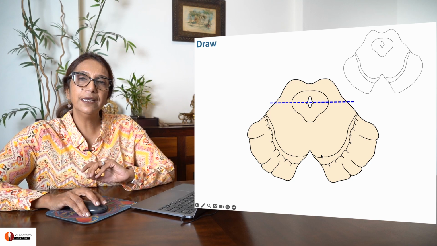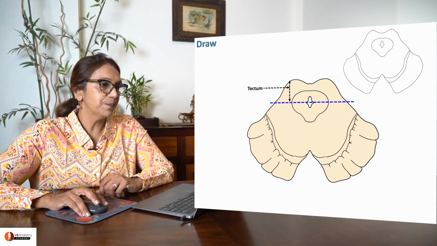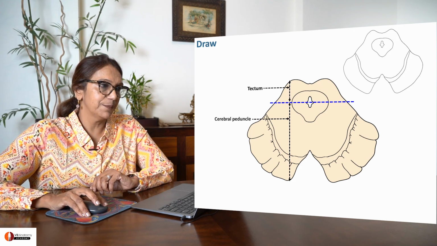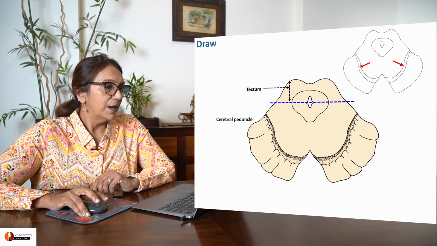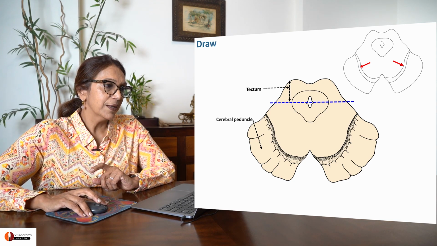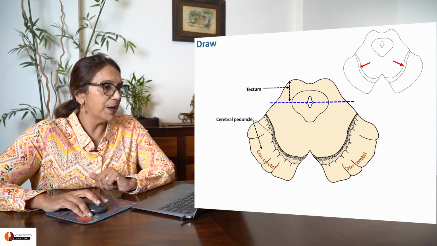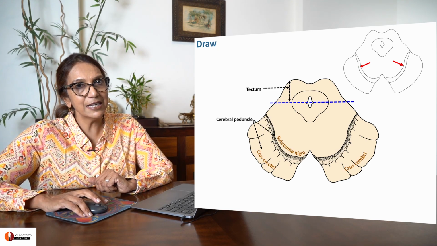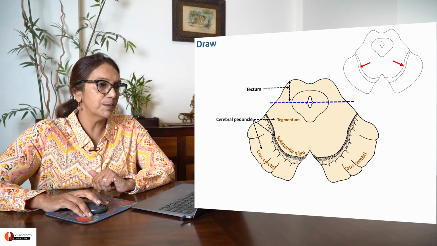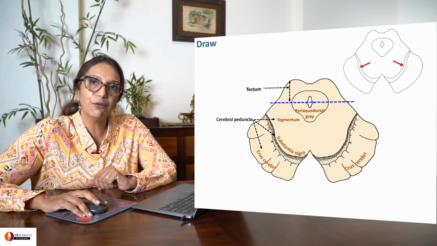Draw a horizontal line through the section. The part posteriorly is the tectum. And the rest of it is cerebral peduncle. We've done this. Darken the substantia nigra, label it. This part in front of substantia nigra is the crus cerebri and this part is your substantia nigra itself. This part behind substantia nigra is tegmentum and the part around the central aqueduct is the periaqueductal gray.